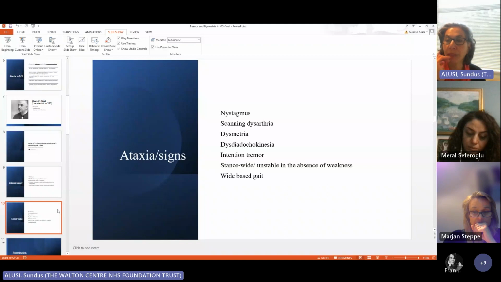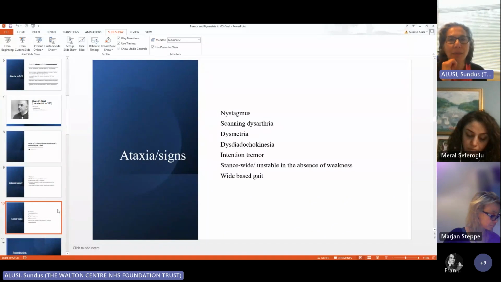And before you test any of these, you have to make sure that the person is not weak. So it's not that they're standing and wobbling when they stand because they're severely weak in their legs. You need to test the power first. And if the power is normal, then we could comment on ataxia.